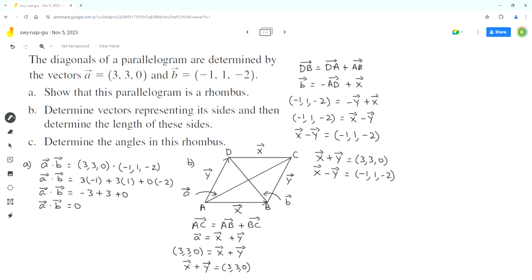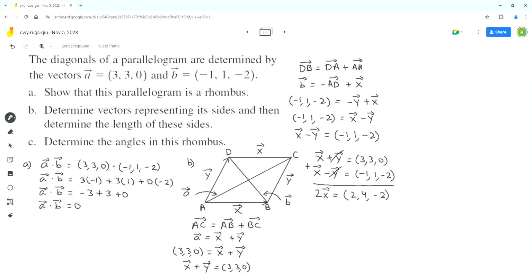We have to find vectors x and y. So for that we have to isolate either x or y from these two equations. If we add these two equations, vector y will get cancelled out because one of them has a positive coefficient, the other is negative. And we can add these vectors by adding their x, y, and z components. So 3 plus negative 1 is 2, 3 plus 1 is 4, and 0 plus negative 2 is negative 2.